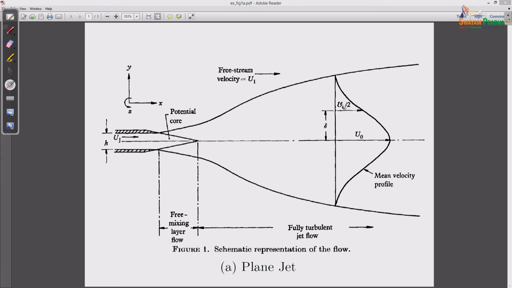So this delta is essentially representing the jet half width. That's by definition. So at the half width of the jet, the velocity is equal to u half of the central line velocity. I'm going to use slightly different notations from what's being used here. For example, free stream is going to be u infinity, instead of just 1.